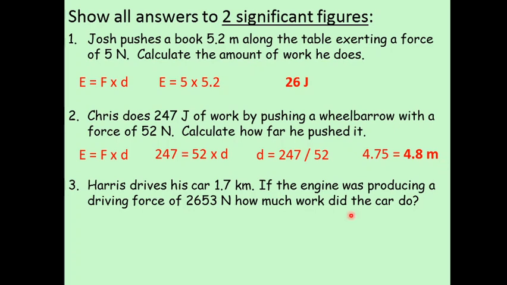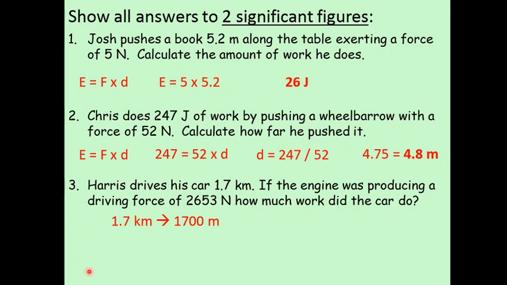If we have a look at question 3, we've got somebody driving a car 1.7 kilometres. So I would stop there and I would make sure that I've converted this to metres first before I go any further. The first step I would always do is to do any conversions. So if we times that by 1,000, we get 1,700 metres, as 1.7 kilometres because kilo is 1,000. Then we need to have a look at what else we've got. We've been given a driving force here of 2,653 newtons. How much work did the car do?